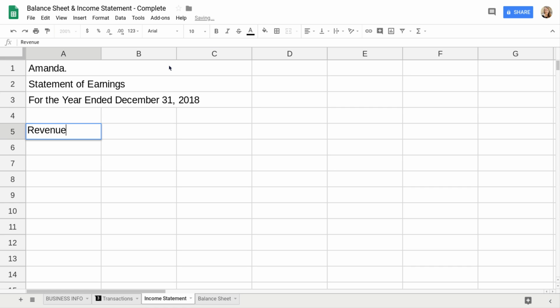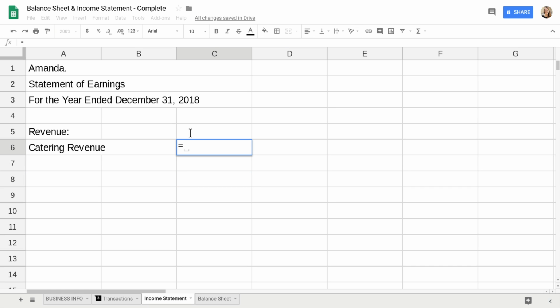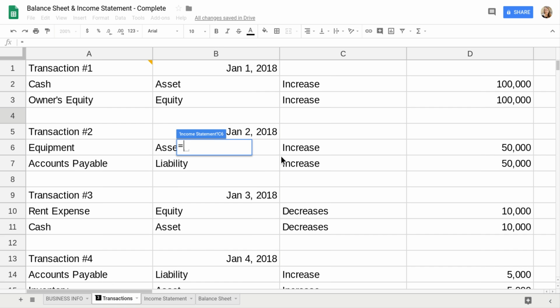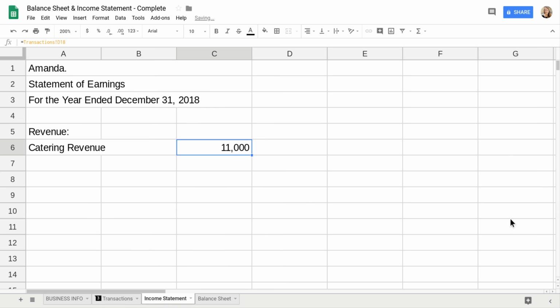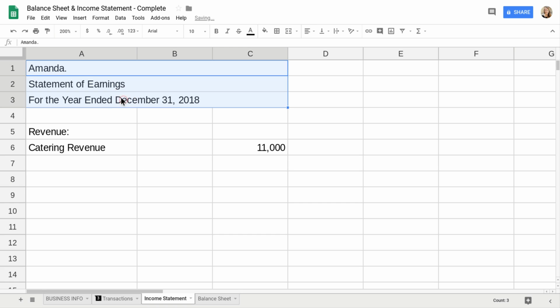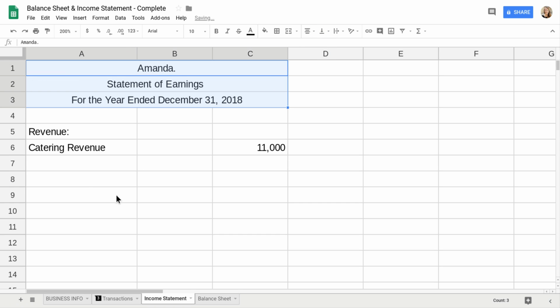We have revenue. And our revenue, we only have catering revenue. So we don't really need to worry about too much stuff. Our catering revenue, I'm going to click equals. I'm going to go back to my transactions for ease and find my revenue amount, which is 11. If I wanted to add other ones, I could just click the plus sign and click other numbers. Super easy for us in this class right now. So we've got a total catering revenue, looks like that. And as I'm looking here, these need to be centered. So I'm click up there.